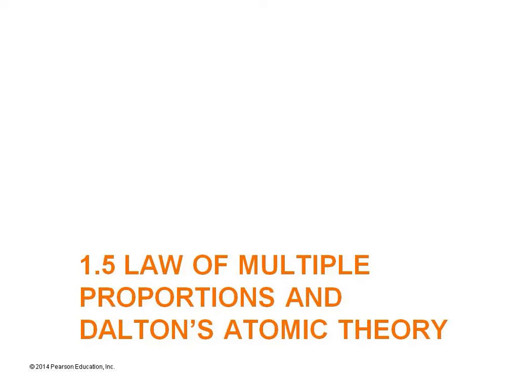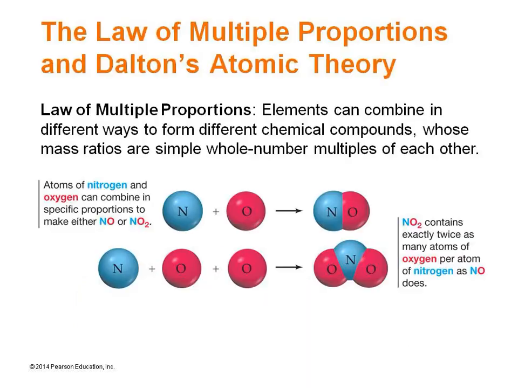We're going to look at one more law on a theory. The law of multiple proportions states that elements can combine in different ways to form different chemical compounds, whose mass ratios are simple whole number multiples of each other. In other words, nitrogen and oxygen can form more than one compound together. And when they form more than one compound, those compounds have different ratios.